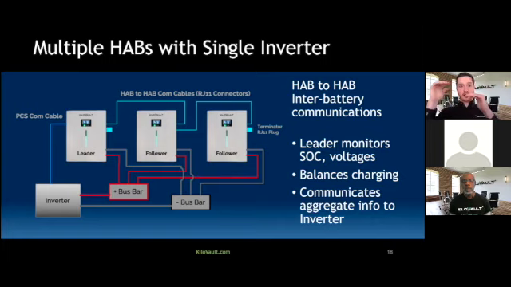If this battery senses it's at a lower voltage, it'll wait until the other batteries arrive. Which is really good when we have a large bank of batteries, and also important for lithium cells in general, which do charge notoriously at different rates. Within the battery, the BMS is going to balance the 24 2-volt cells inside the battery. But without these HAB-to-HAB communications, there would be no way for the batteries to balance each other. So that is a really nice feature.